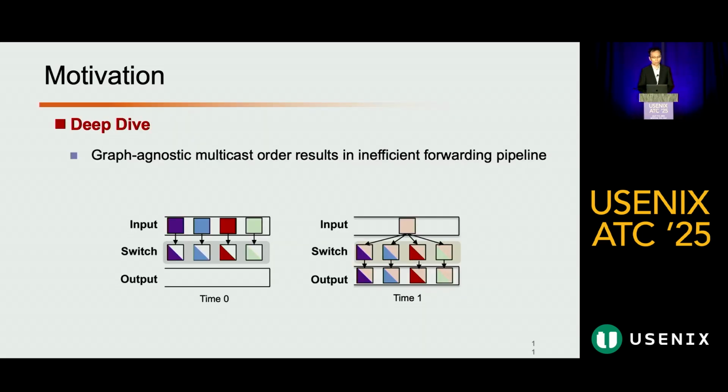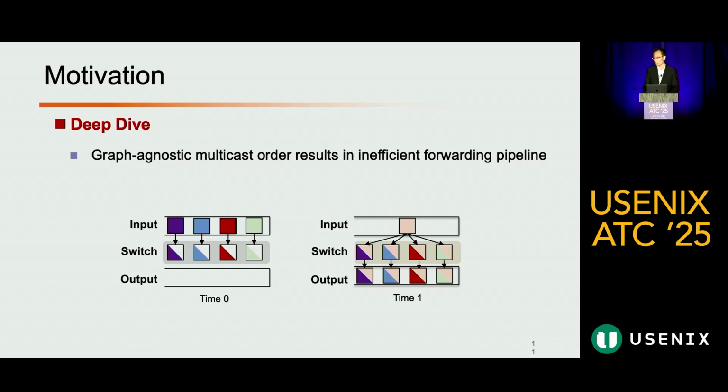So why does this strawman solution perform poorly? The main problem is the random sending orders. The switch ends up waiting for data from all neighbors before it can aggregate. This causes delays. Look at the figure. At time 0, some features arrive early but just sit there waiting for others.